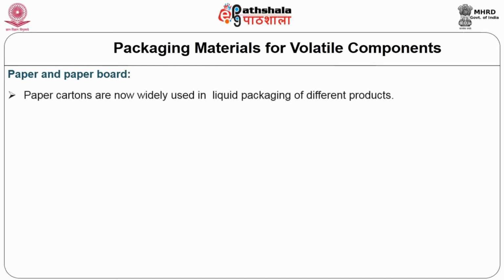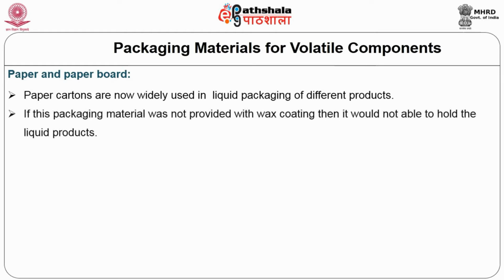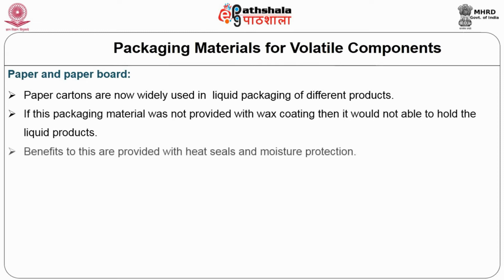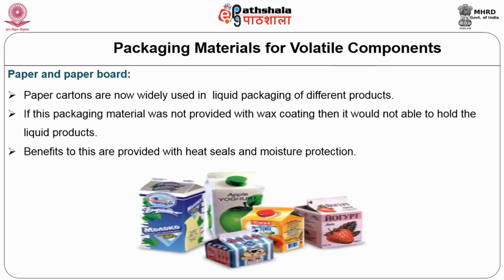The first and widely used packaging material is paper and paperboard. Paper cartons are now widely used in liquid packaging of different products. If this packaging material was not provided with wax coating, then it would not be able to hold the liquid products, and to benefit from this, they are provided with heat seals and moisture protection.